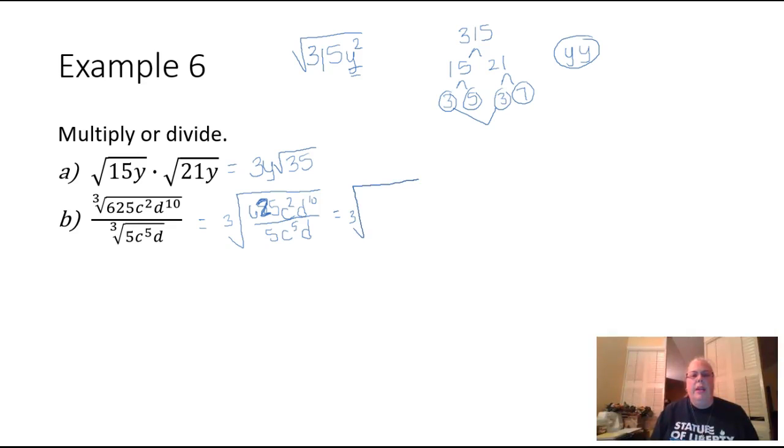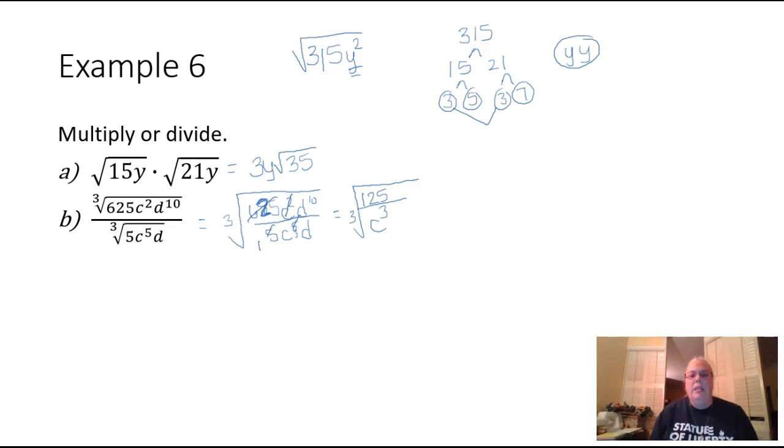Okay. Now, 5 can go into 5 one time. 5 can go into 625 125 times. You can check that in your calculator. All right. Now we're going to check out the variables. I've got 2 c's on the top. I've got 5 c's on the bottom. So both of these can cancel with 2 of those and leave me with 3. So I have 3 c's down here on the bottom.